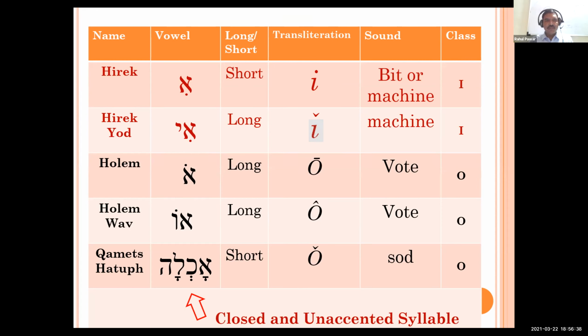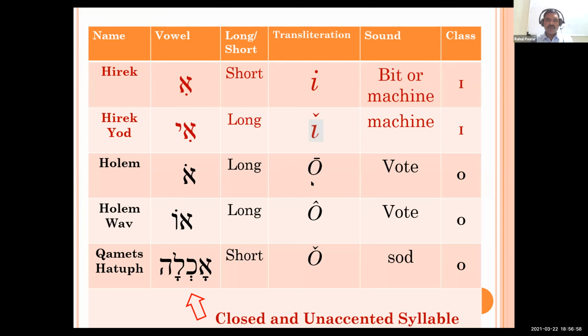Then the lesser holum. It is this holum. The dot above the consonant is called a lesser holum, and it gives a plain O sound, that is O in oat.